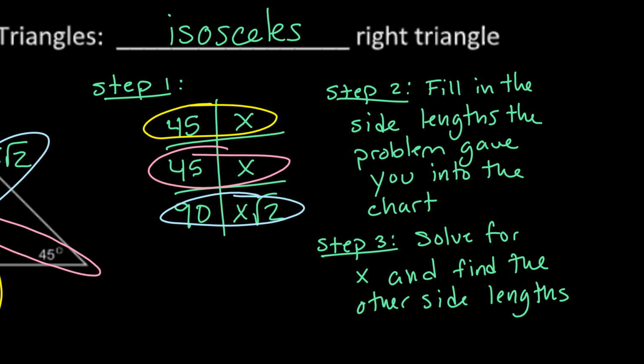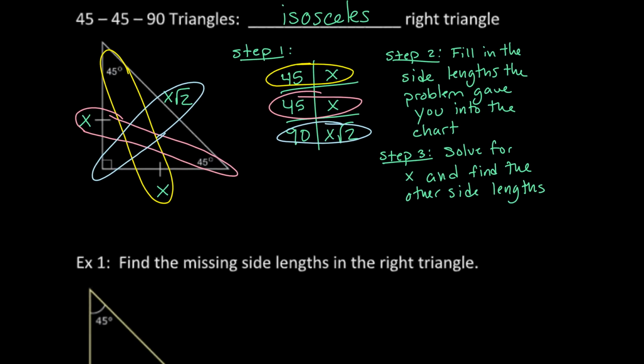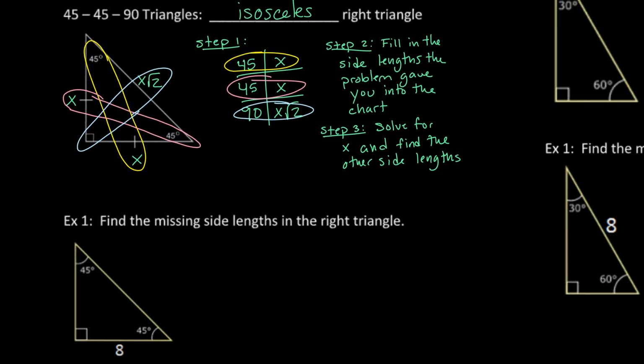So, let's go ahead and try it on this next example. The first thing you should do is recognize, okay, it says find the missing side lengths in the right triangle. And this is a 45, 45, 90 triangle. So I know I can apply the special right triangles chart. So that's the first thing, recognizing it's 45, 45, 90, and then drawing your 45, 45, 90 chart, along with the values x, x, x square root 2.